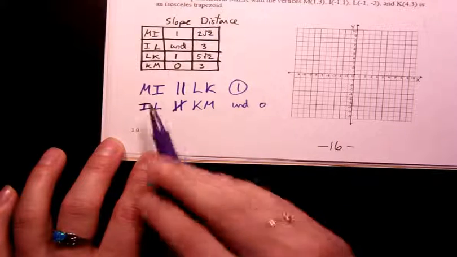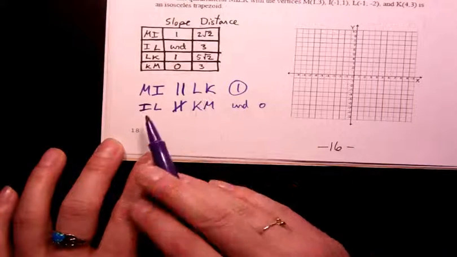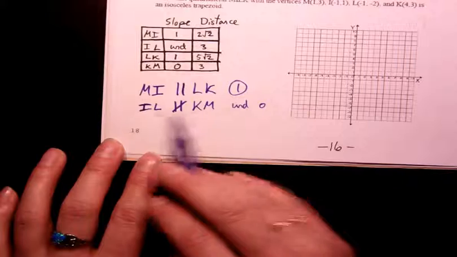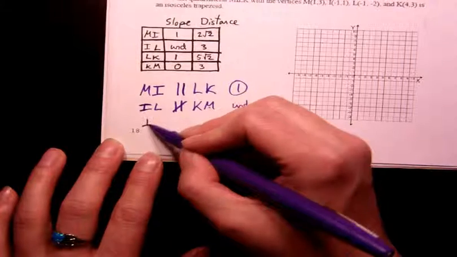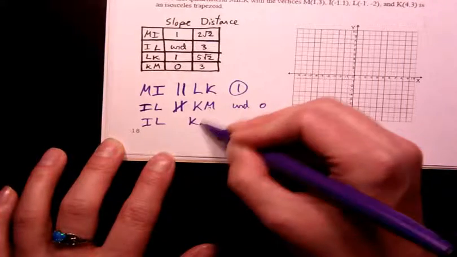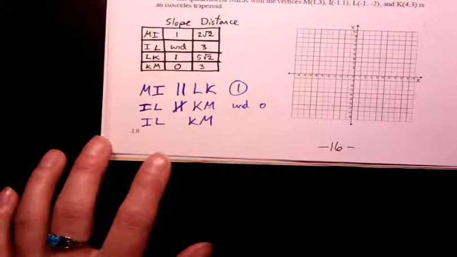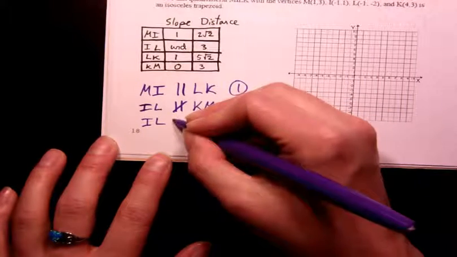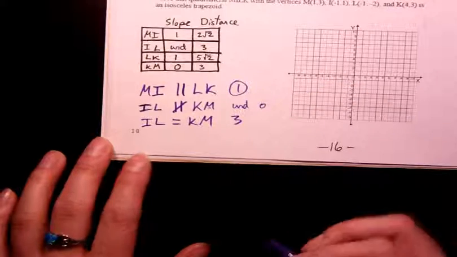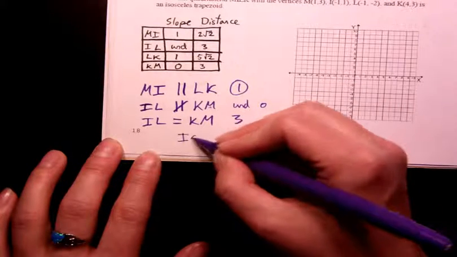And what should my third statement be? Is my next statement going to have the MI and LK? Or will it have IL and KM? Yeah, so I always take my non-parallel sides. So IL and KM. Equal or not equal? This time they equal. They're both 3. And so it is an isosceles trapezoid.